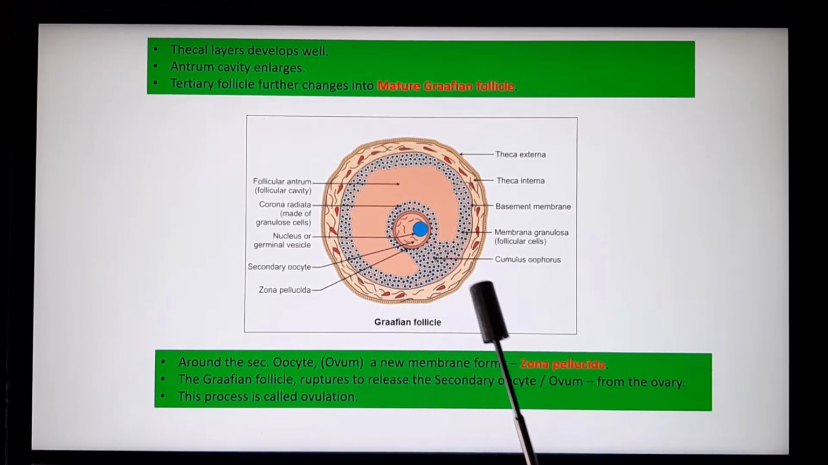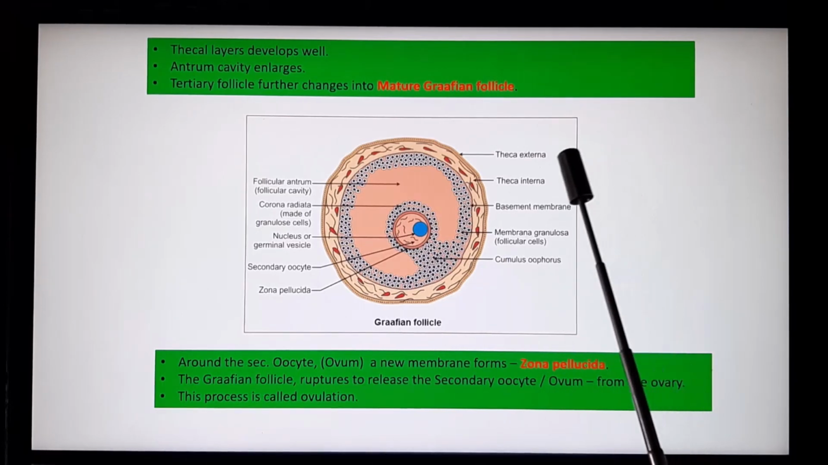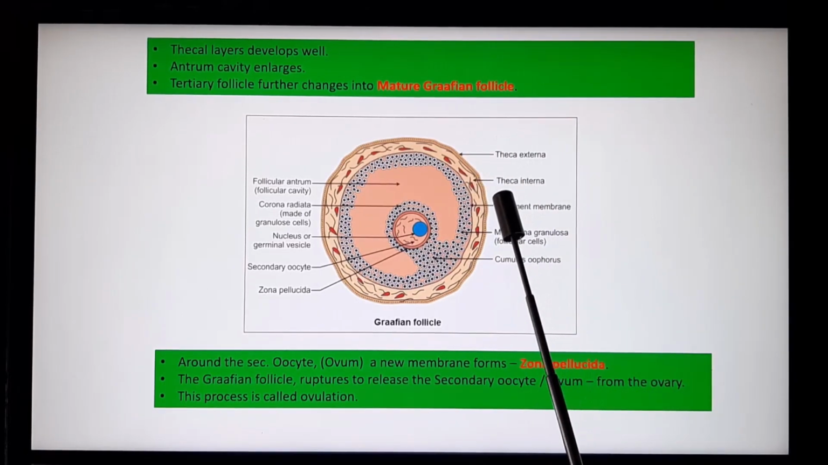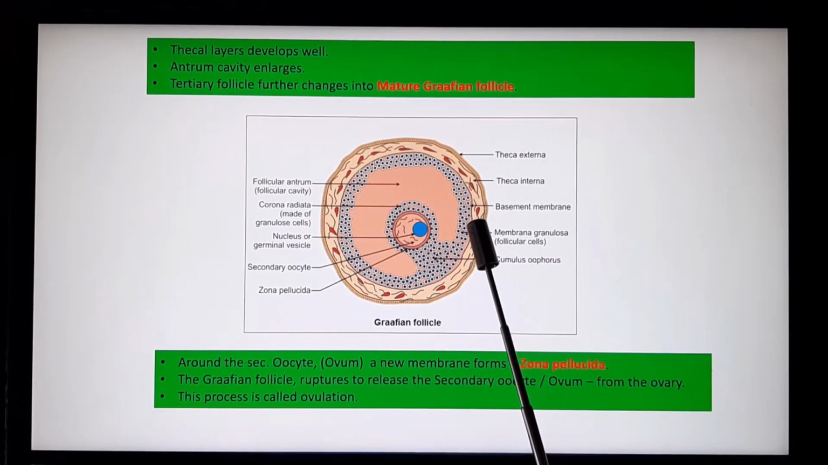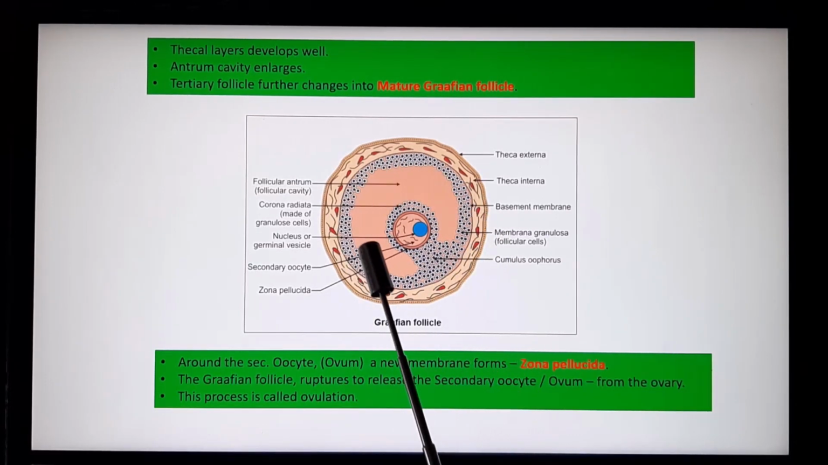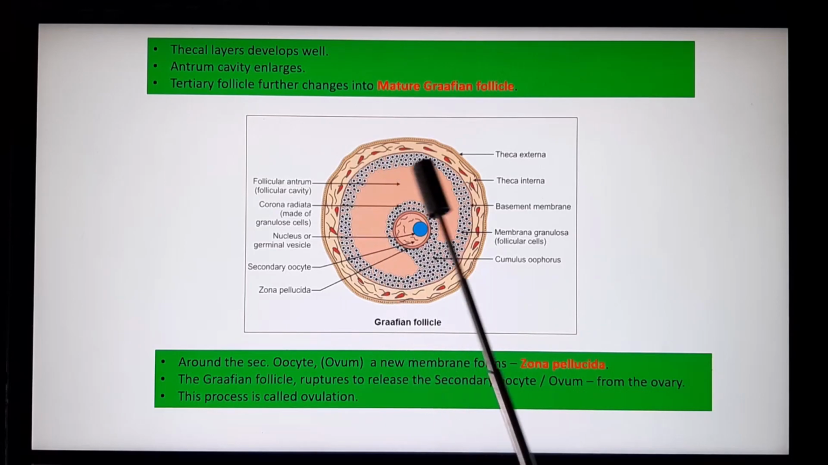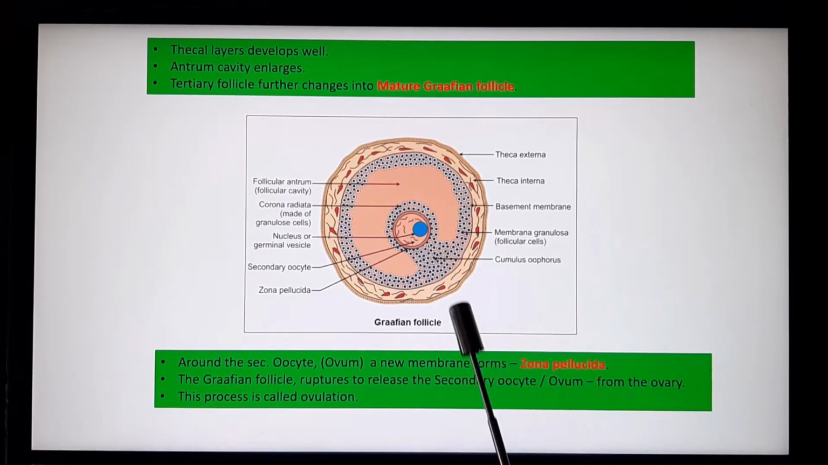So this is a mature Graafian follicle. You can see the various parts of it: the theca externa, theca interna, the basement membrane, the membrana granulosa, that is the follicular cells here, and the cavity antrum, which is filled with a fluid. Okay, granulosa cell, secondary oocyte.